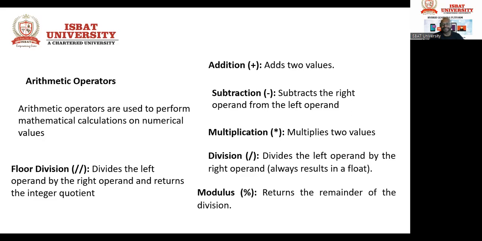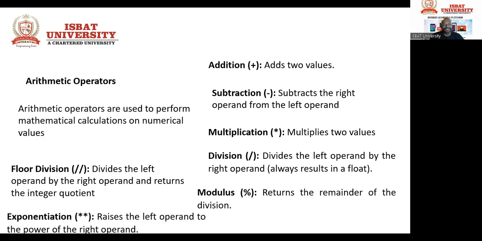Then the next one, you have studied this in C. It is modulus. It retains the remainder of the division. Then floor division. Here the left operand is divided by the right operand, and only the integer part is retained as the result. I repeat it once again: the left operand is divided by the right operand and retains only the integer value. You are going to see some examples with that one.